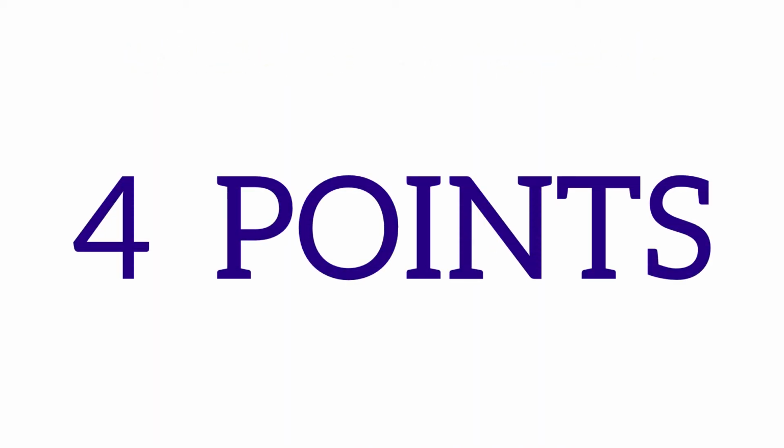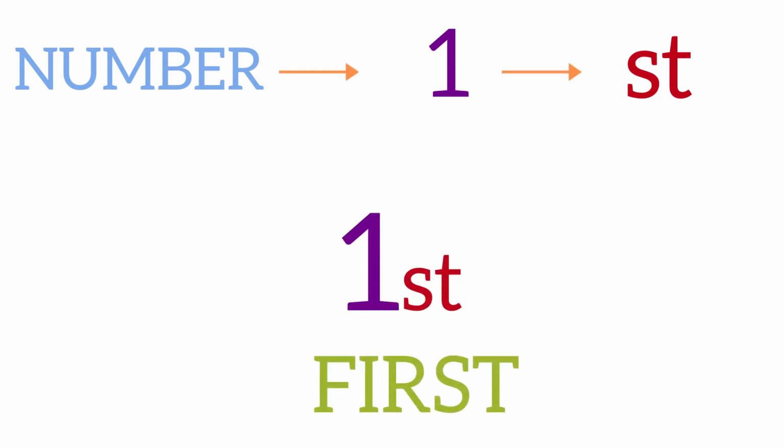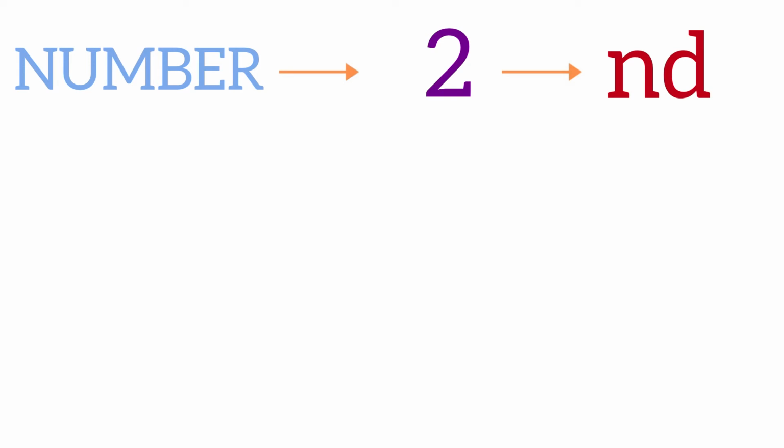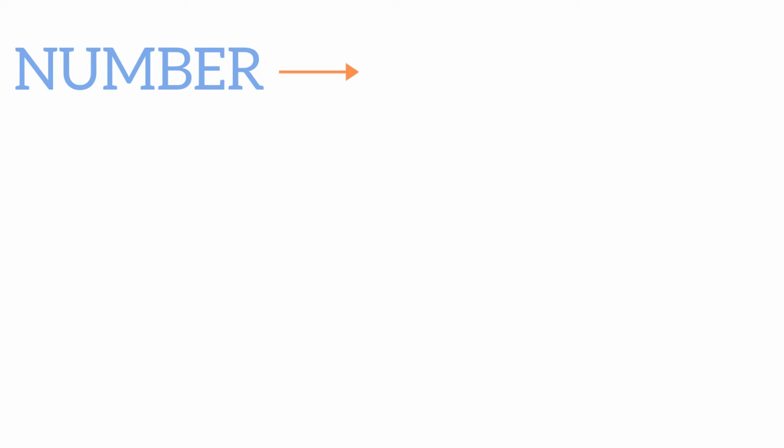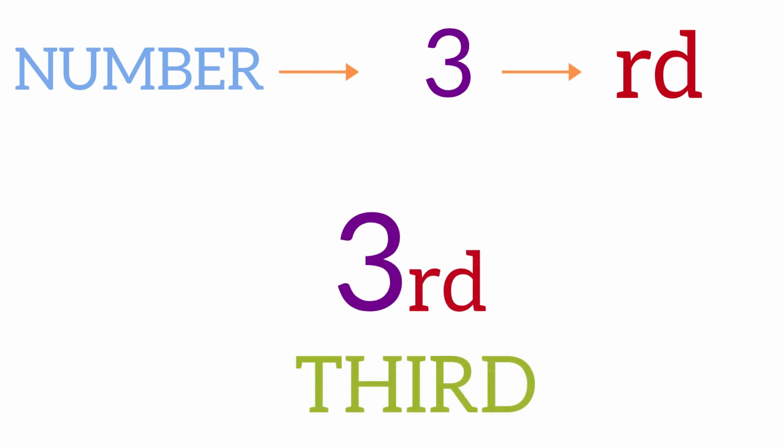Before we carry on, let's have a look at these 4 points. When a number ends with 1, we will use at the end the ST. For example, first. When a number ends with 2, we will write it with ND. For example, second. When a number ends with 3, we will write it with RD. For example, third.